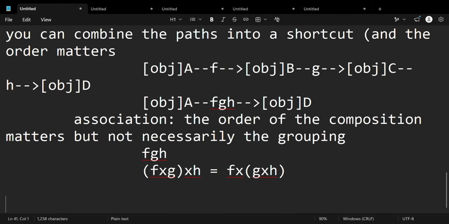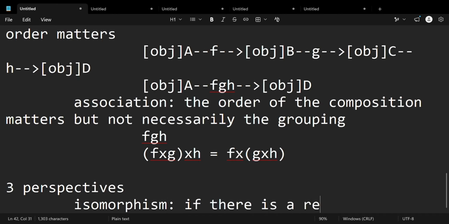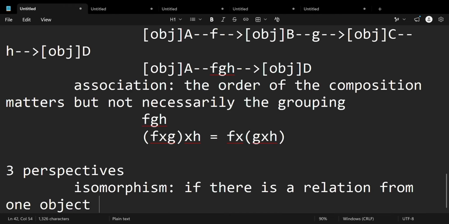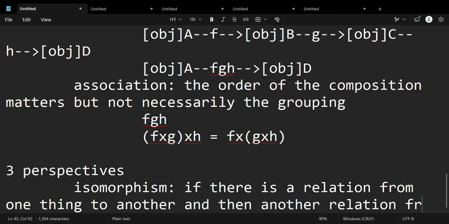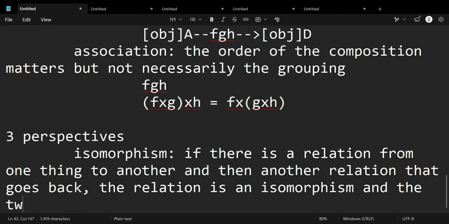And now we get on to the three perspectives, which again, they don't always have to be true for every situation when you're making your category. So we have isomorphism, which states that if there is a relation from one object or one thing to another, and then another relation that goes back, the relation is an isomorphism, and the two objects are isomorphs.